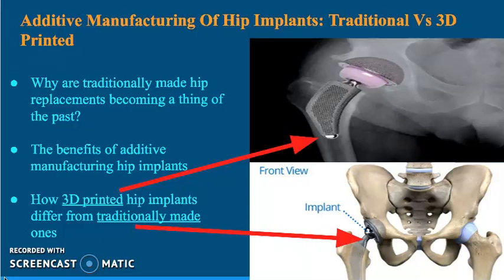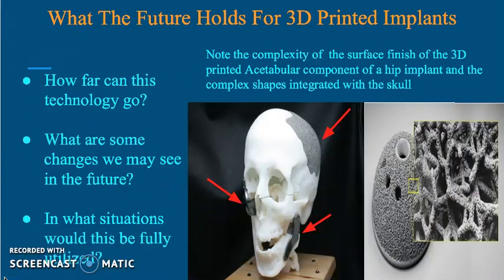As you can see here, the 3D printed hip implant has much more detail in its surface finish, which is a key component that helps the implant bind with the bone, whereas the traditional hip implant is very smooth, making it harder for the bone to integrate with it, and it tends to require much more corrective surgery in the future. This technology, once fully explored, has so many bone applications.